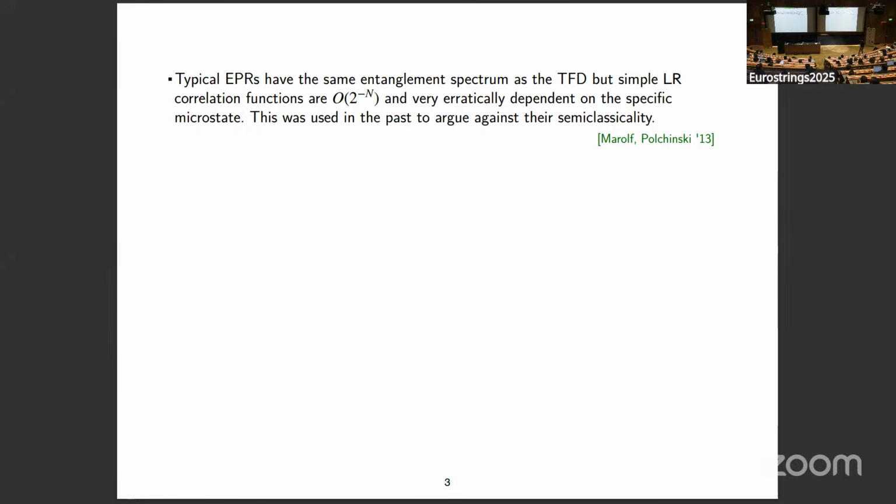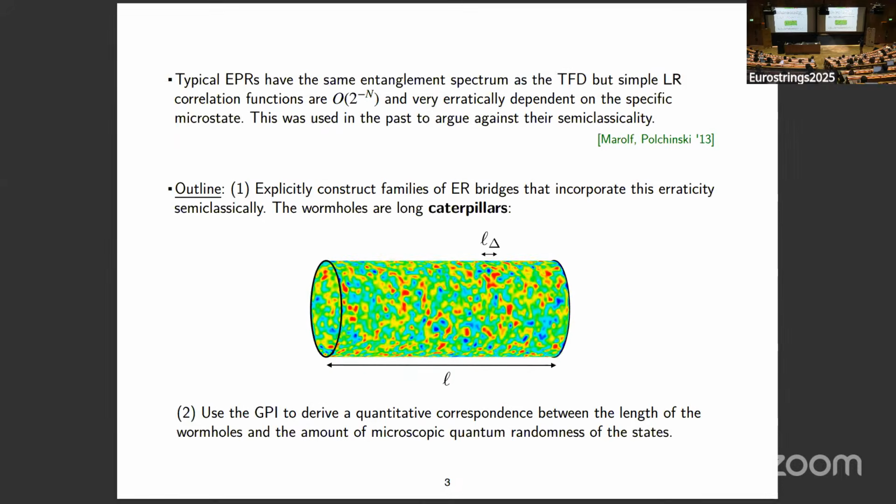Okay? So there must be something very quantum gravitational for a typical EPR of two black holes. That was the sort of argument. So in this talk, I will try to argue that this is not the case by very explicitly constructing families of Einstein-Rosen bridges, so black hole interiors, which incorporate this erraticity semi-classically, which provide a window into the generic structure of the Hilbert space of two black holes in any theory which contains gravity and matter in the low energy sector.